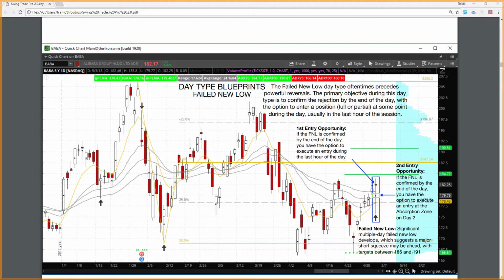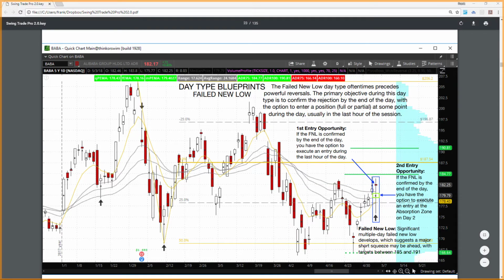The other thing I really like about this is that when you have a rejection day like this and price has kind of gone sideways here, it's kind of built out a major range and tried to go down and failed, which is usually a precursor to expansion to the upside from that range. So I love when there's a failed new low that's developed after some sort of range. Very, very strong.